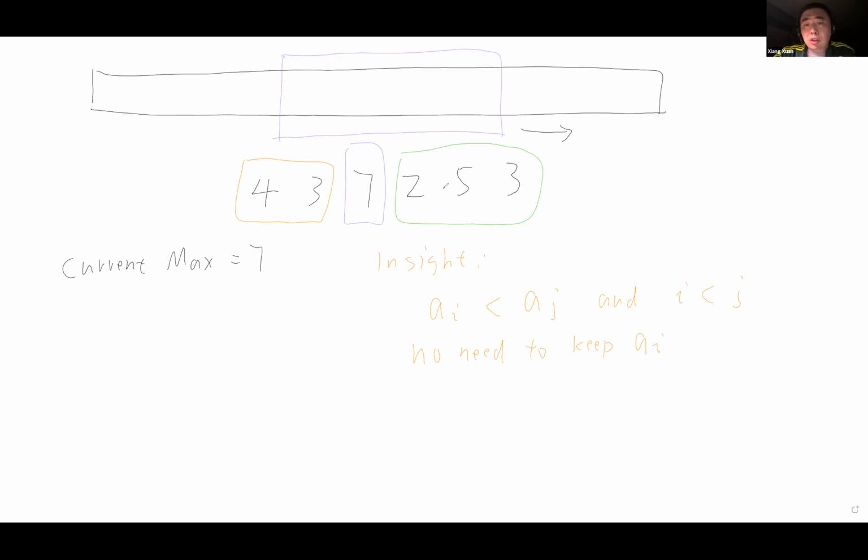The intuition is that under the current scope, a[i] comes before a[j], so it will leave the scope before a[j]. That's actually the reason. As long as a[j] is in the scope, we will never need a[i].